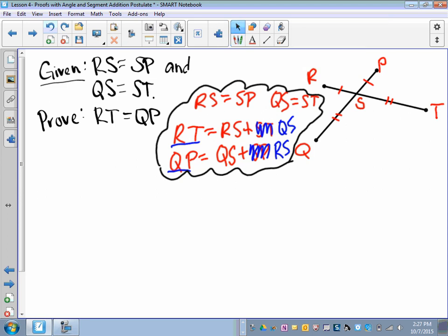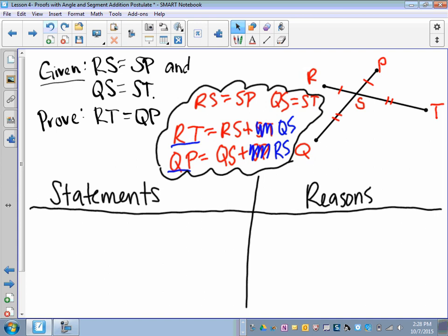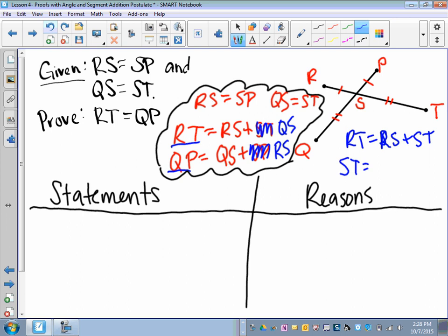Okay. So to set up my table, I have my statements on the left side, and I have my reasons on the right side. Now, do keep in mind that for the segment addition postulate, instead of just the measure of RT equaling the measure of RS plus ST, I could have said that ST equals the whole length minus RS, right?